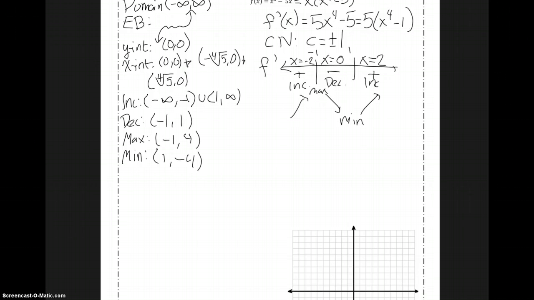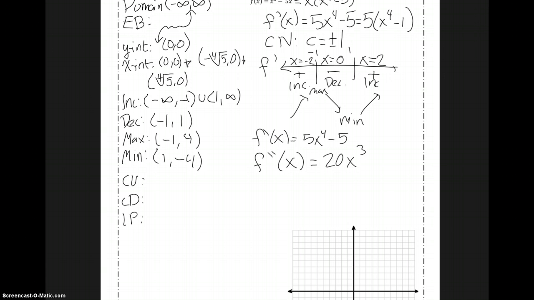So remember, for the past 3 weeks we've been looking at increasing, decreasing, maximums, and minimums. We're still doing the same thing now. Okay, the last bit of information we need is where's our graph concave up, where's our graph concave down, and do we have any inflection points? So we need the second derivative to do this. So let me rewrite my first derivative. It was 5x to the 4th minus 5. And if I find the second derivative of that, I'm just going to get 20x to the 3rd.